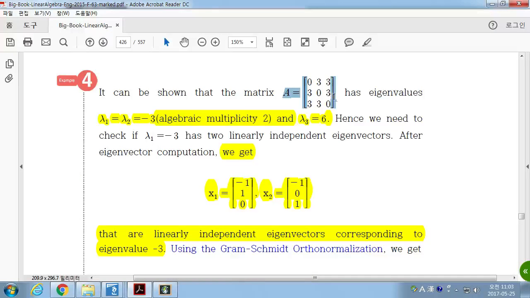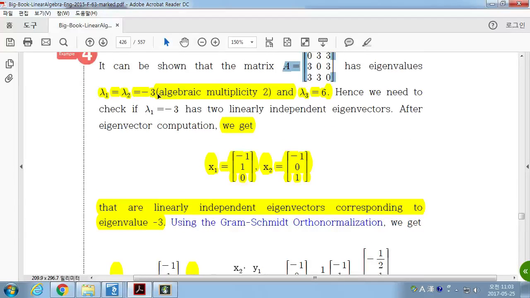Okay, now this is another symmetric matrix, a 3 by 3 symmetric matrix. It has 2 distinct eigenvalues, -3 and 6. But this is a symmetric matrix, so we know it has 3 orthonormal eigenvectors. Even if it has algebraic multiplicity 2 here, we know it has 3 linearly independent eigenvectors. And also we can find the 3 orthonormal eigenvectors.